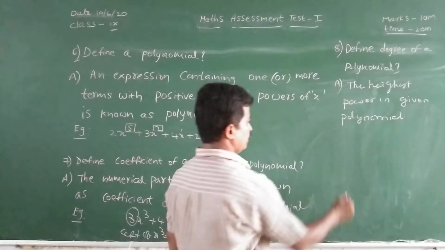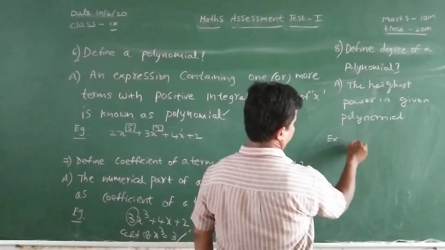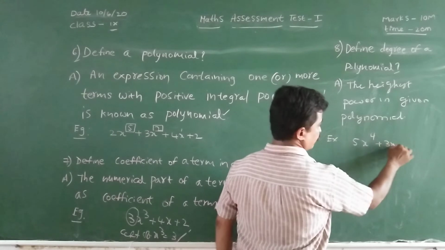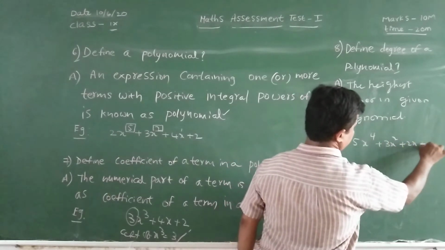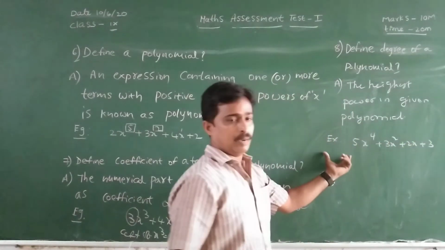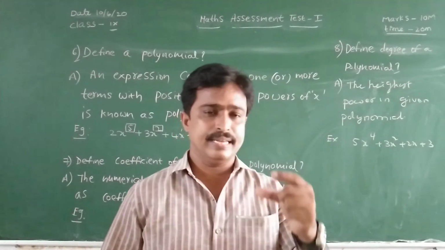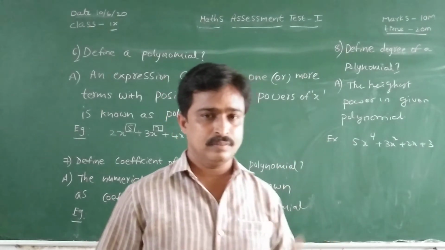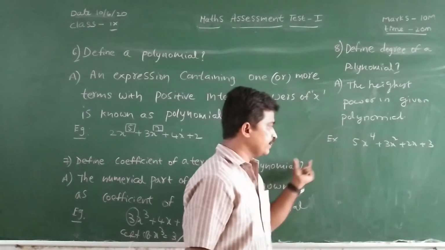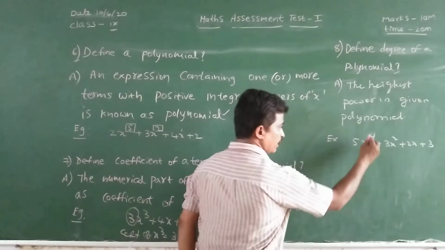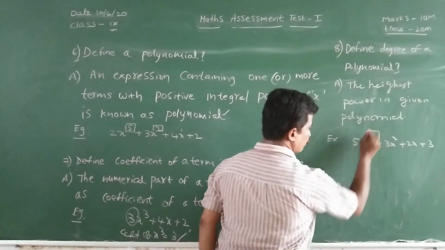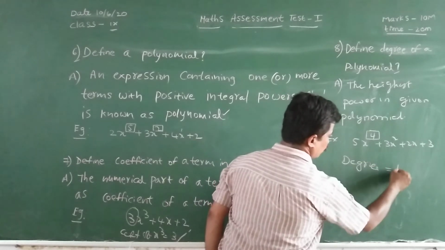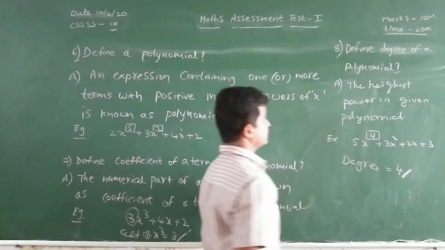Suppose, for example, 5x power 4 plus 3x square plus 2x plus 3. I take this polynomial. Here I want to find the degree of this polynomial. Degree means the highest power involved in the given expression or polynomial. Here the highest power is 4. Therefore degree equal to 4.